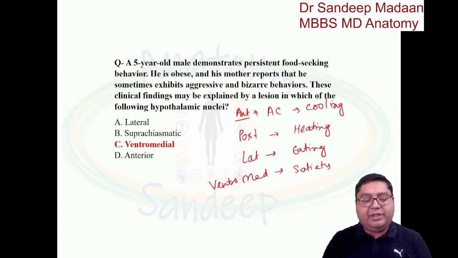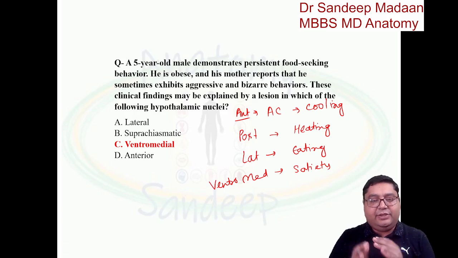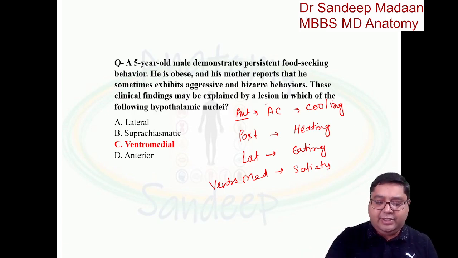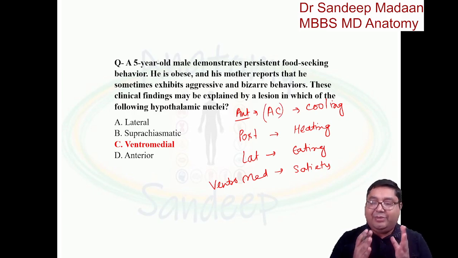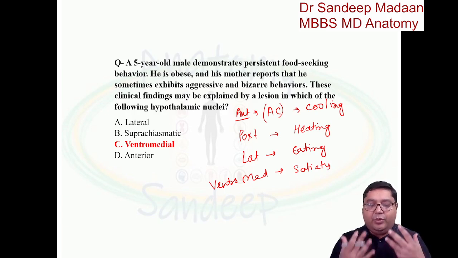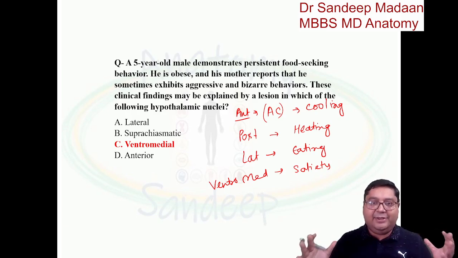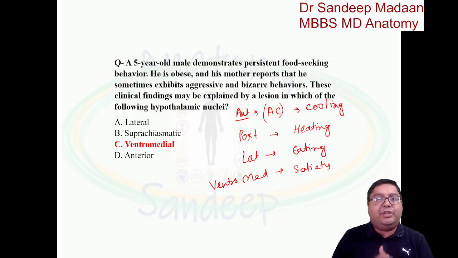Now, how will we remember this? Anterior, posterior, we have learned AC. Anterior we have AC, so anterior does the cooling, right? That is the mnemonic. So posterior will be doing the heating. For the lateral, we can remember two ways. One way is that if we eat more, then we will spread laterally. But if we don't eat anything, if the satiety is there, then we come back to the medial.